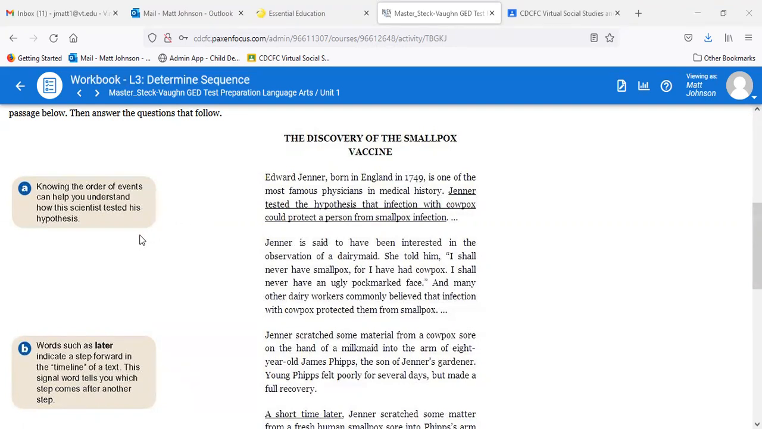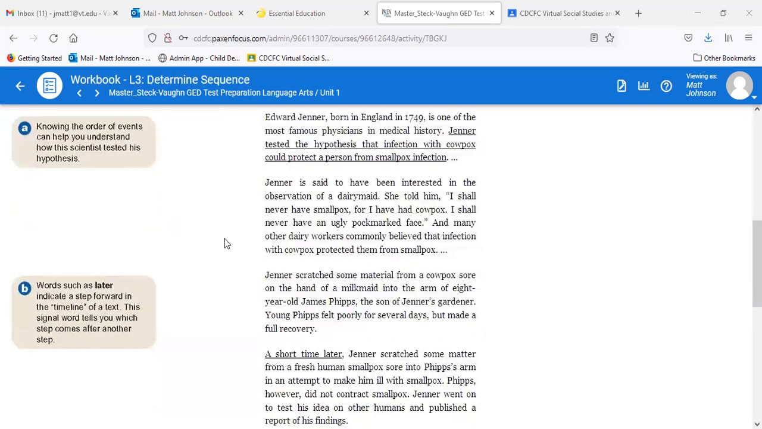So at the top here, right, the discovery of the smallpox vaccine. Again, taking note of the title. Here, Edward Jenner, born in England in 1749, is one of the most famous physicians in medical history. Jenner tested the hypothesis that the infection with cowpox could protect a person from smallpox infection. Jenner is said to have been interested in the observation of a dairymaid. She told him, "I shall never have smallpox, for I have had cowpox. I shall never have an ugly pockmarked face."